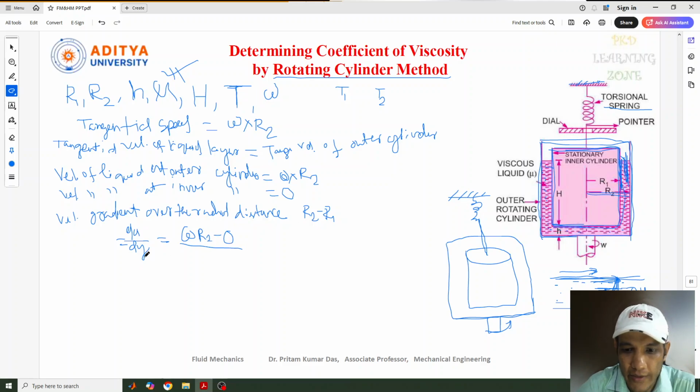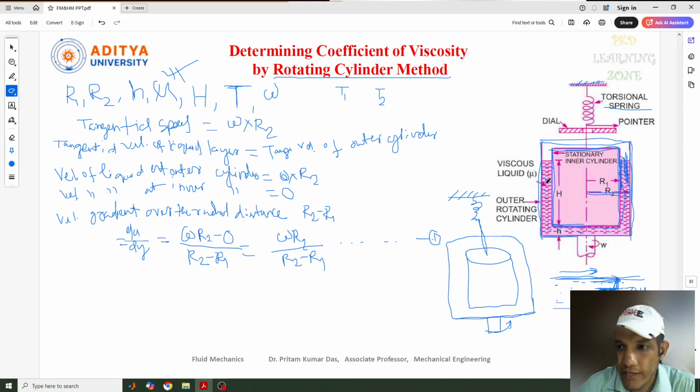And this dy is nothing but the distance, the difference of the distance at which we have considered, from this point to this point. Here we consider this layer and this layer, so that is the difference, or distance, or thickness. So here also the same thing, that is nothing but r2 minus r1. Now this one we can write as omega r2 divided by r2 minus r1. So this one we can write as equation 1.